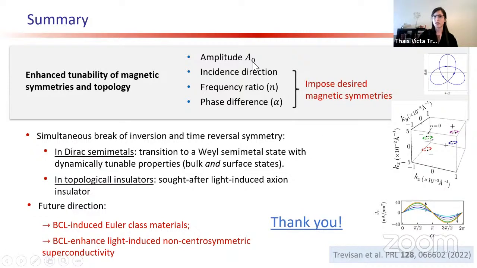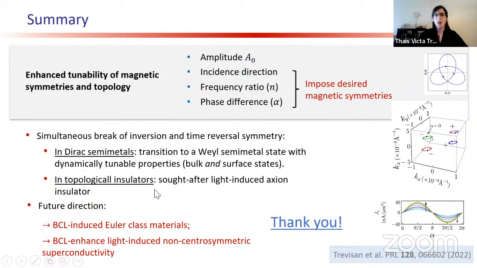We have several tuning knobs that we don't have in simple circularly polarized light. For example, we have this frequency ratio, we have the phase difference, and this gives us great, enhanced control about the system. We show two applications of this bicircular light. We show how to use it to tune Dirac semimetals, and in this case, we can induce from an equilibrium Dirac semimetal a generic Weyl semimetal where the nodes are separated in both energy and momentum. Because of this, we can have dynamic control of a gyrotropic magnetic effect, which is impossible with other types of light, because, for example, circularly polarized light doesn't break inversion.